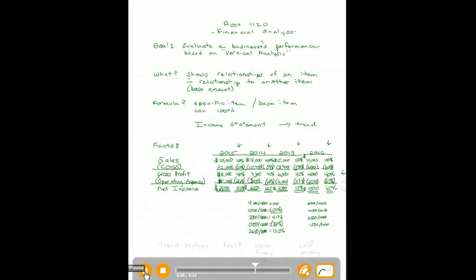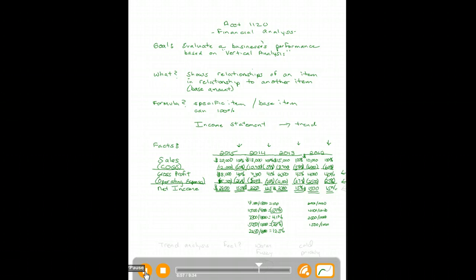Now let's move to our operating expense line. Was 25%, jumped to 27, jumped to 28. I don't like that trend. Our expenses seem to be getting a little out of hand, but they're back down to 26. So they're coming back in line for 2015.